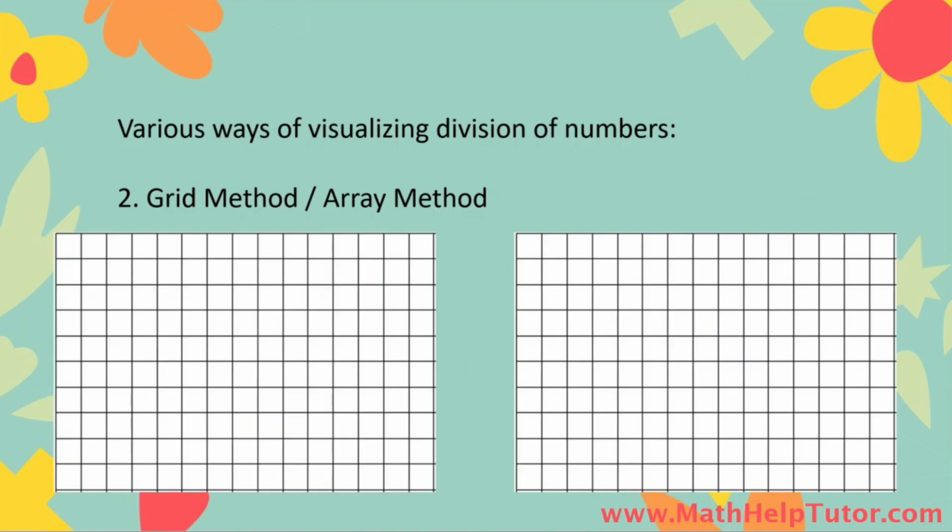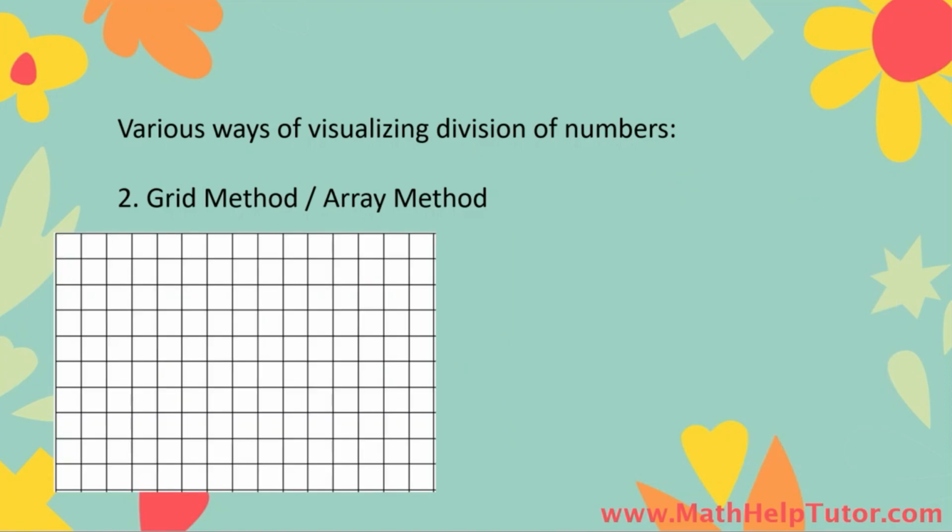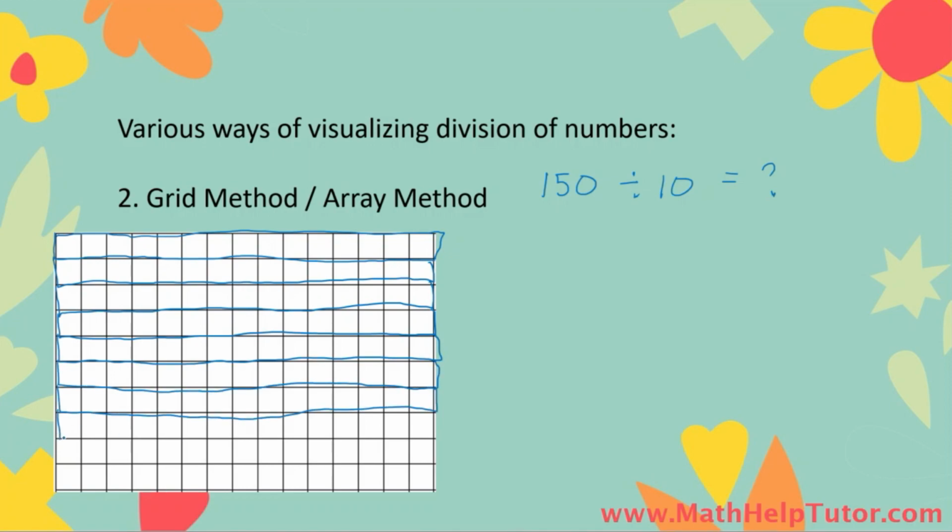Let's try another one with a larger number, say 150. So here we have a grid or an array with 150 boxes in it. If we divide 150 boxes by 10, what is the answer? So we can write this problem down as 150 divided by 10. To solve this problem, we can create 10 sections within our array of 150 boxes and then count the size of each section. After doing that, we can see that our answer is 15. The size of each section when we divide 150 boxes into 10 equal segments is 15.